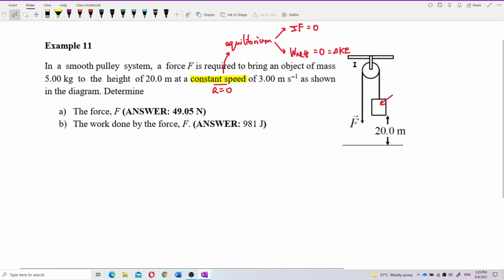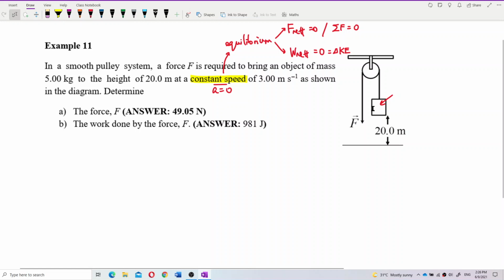So here we can use the work energy theorem. The net work done equals the change of kinetic energy, which in the end is equal to 0. Now the net force is also equal to 0. You can write it as net force is 0, or some people write sigma F equal to 0. The net force equals 0, the net work done equals 0, the change of kinetic energy is 0. Okay, this is the first thing you should know about this.